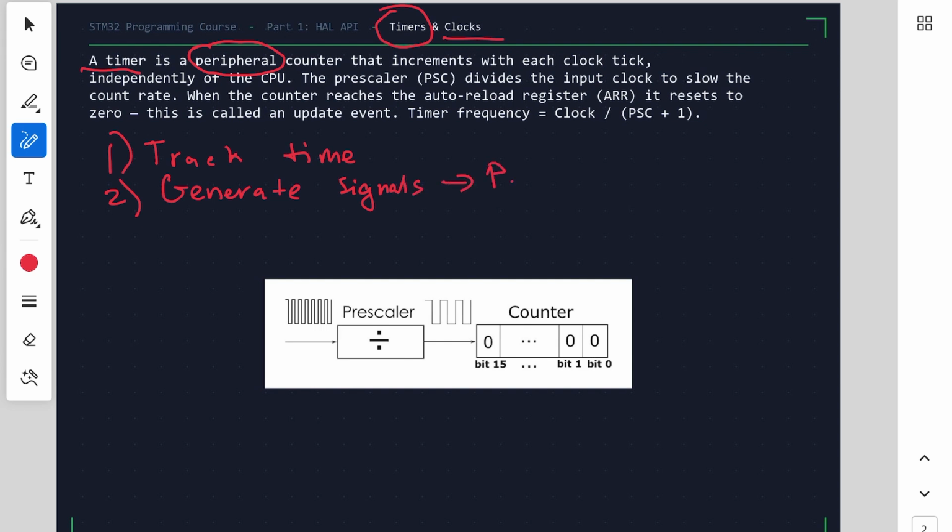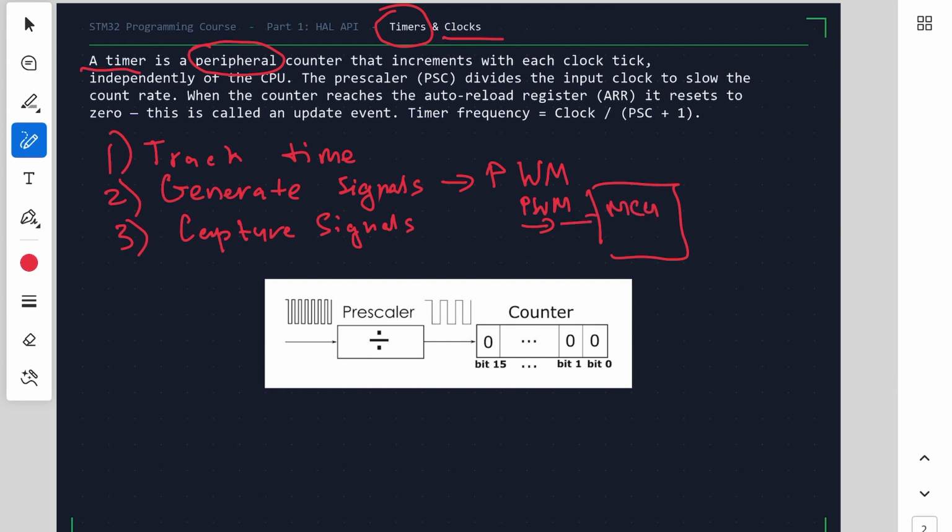For example, PWM is a classical example. Then we can also capture signals. What does it mean? It means that if we have an input PWM signal, okay, if we have an MCU and we have a PWM signal input, not output, someone is generating, and using the timers we can find the frequency, the duty cycle, different characteristics of the signal. So we can also use the timers to capture signals.